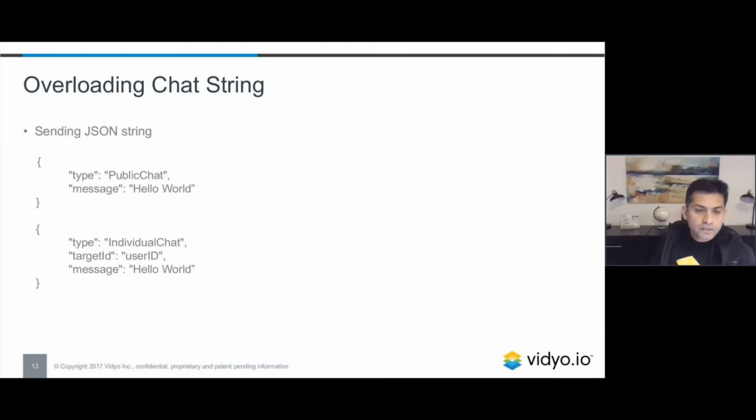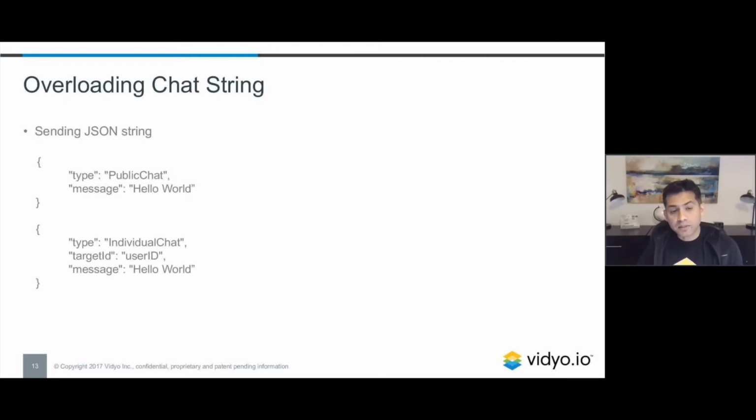So what I've done in my case is I've made use of a JSON structure. Instead of sending the message as is, I actually send data through a JSON string on my chat message. I've defined a few structures over here. Instead of sending hello world directly, I define a JSON string where I define a type as public chat, and I say I'll send a message hello world in that sense.